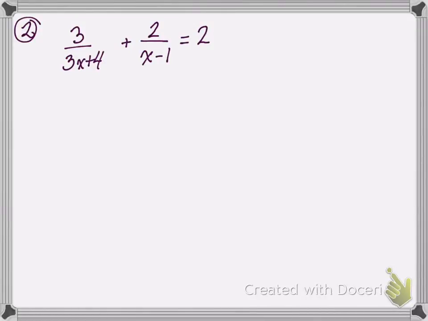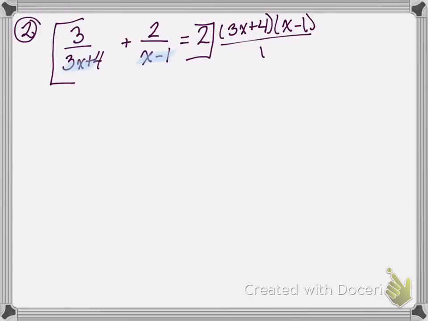Okay, this is number 2 of our 10 most missed problems for chapters 3 and 4. The first thing that we're going to do here is multiply both sides by our LCD. So for this one, our LCD is going to be 3x plus 4 times x minus 1. So we are going to multiply everything times these two. And of course, when we multiply this, this is all over 1.